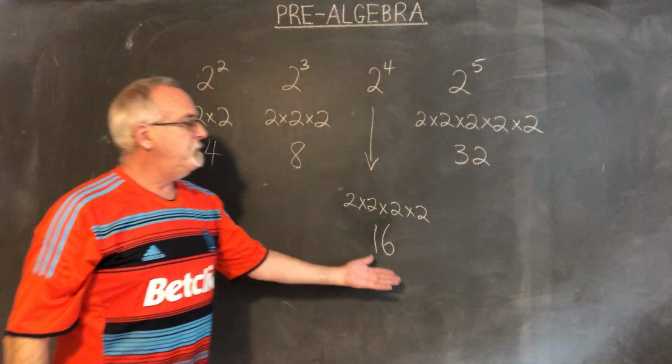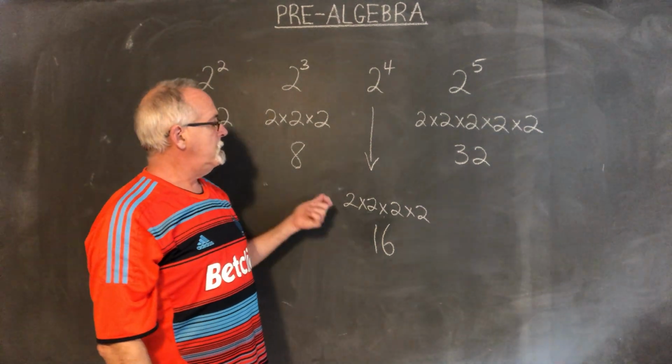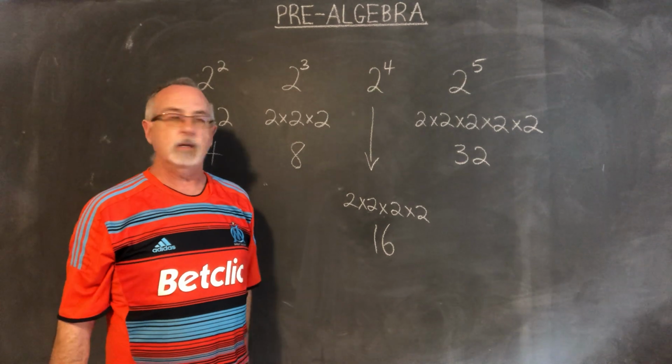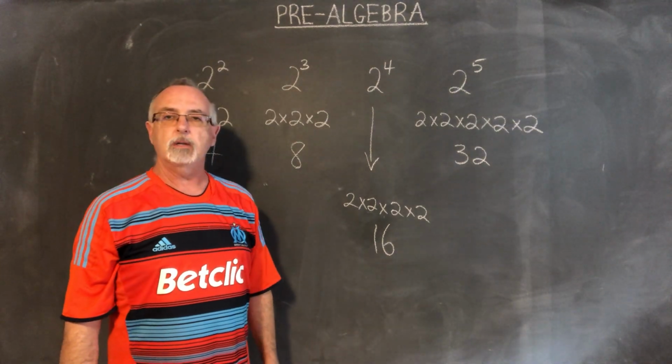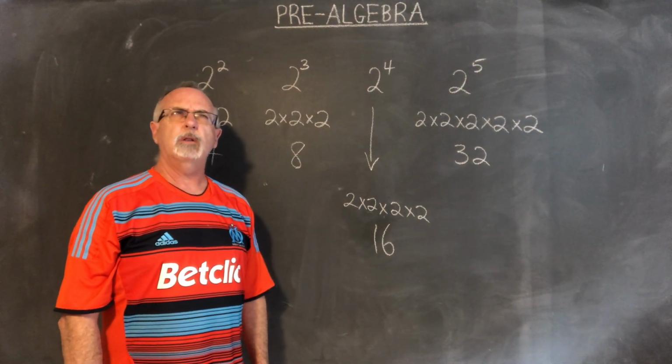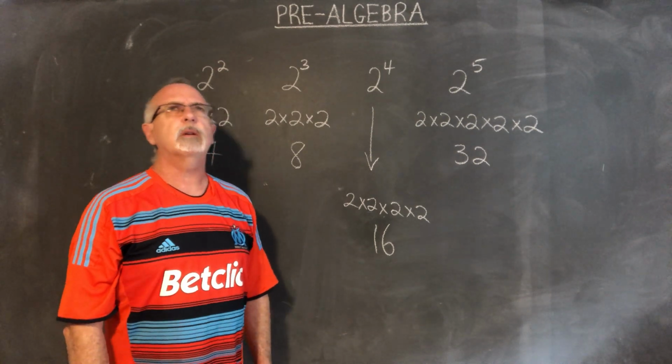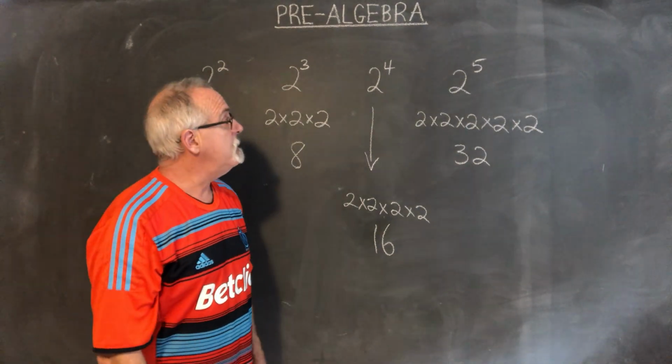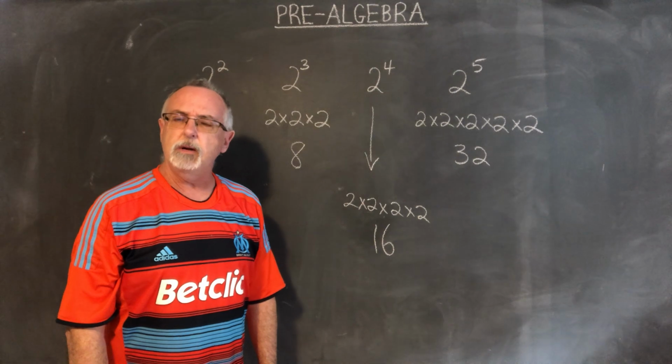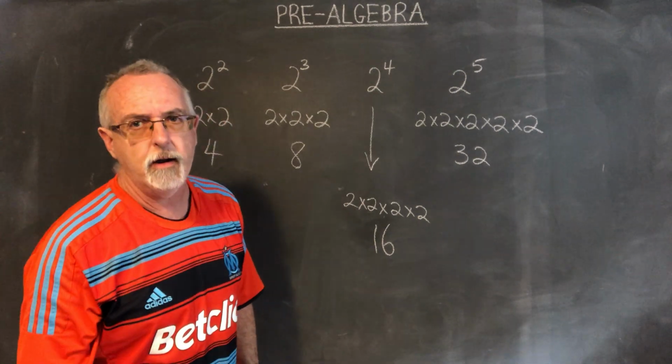And so we can look at the pattern. 4, 8, 16, 32. The next one must be 64. That means 2 to the 6 must be equal to 64. And if we can multiply 64 by 2 in our heads quickly and get 128, that means 2 to the power of 7 must be 128. And it goes on and on.